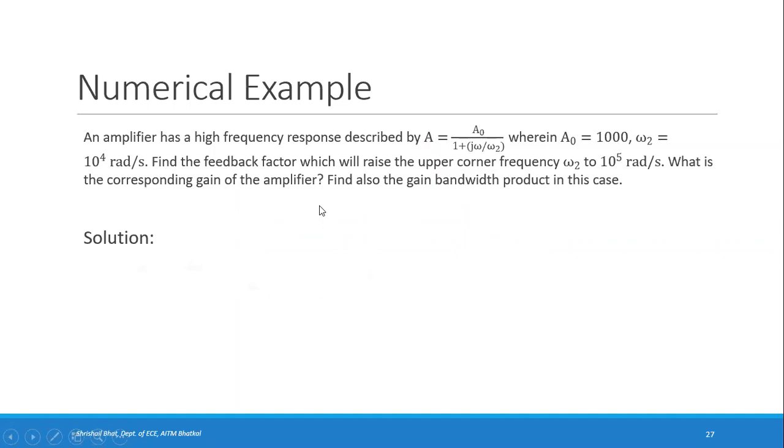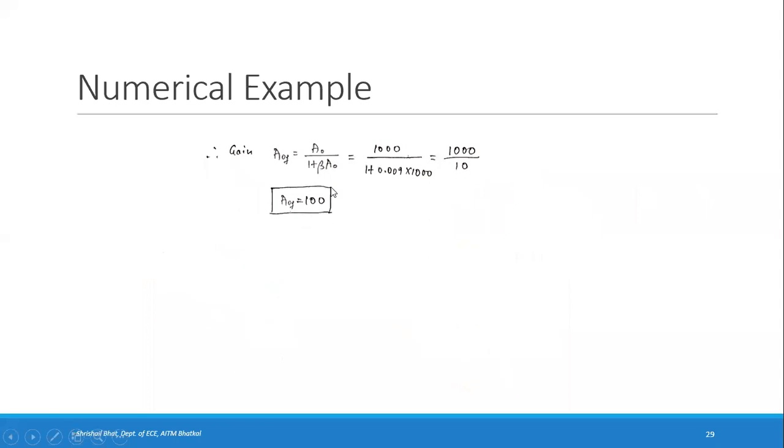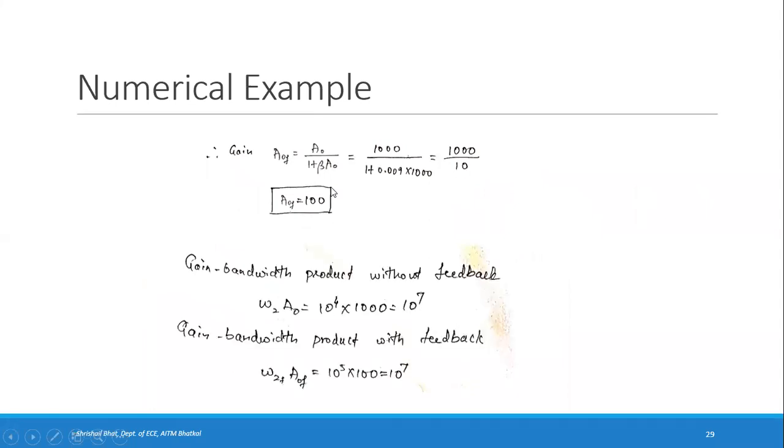This was the question asked. Find the corresponding gain of the amplifier. The corresponding gain is 100. Find also the gain bandwidth product in this case. The gain bandwidth product can be found for both the cases, without feedback and with feedback. So if you consider without feedback, omega 2 is the frequency without feedback, and A naught is the gain. Omega 2 is 10 raised to 4, A naught is 1000. If you multiply, you'll get 10 raised to 7.